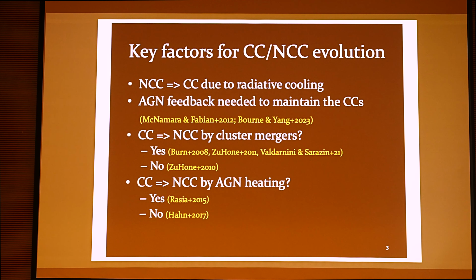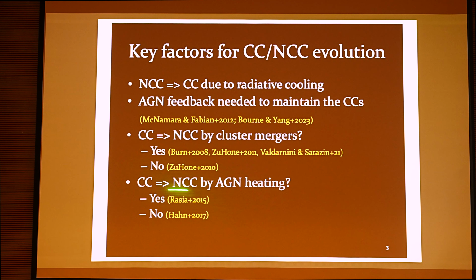However, in terms of how to transform cool cores to non-cool-core clusters, some simulations suggest that it can be done by cluster merger activity, but some suggest that merger activity can only delay the onset of cooling catastrophe. And in terms of AGN heating, it's also both yes and no in previous simulations. Note that some of the previous simulations do not have radiative cooling or do not have AGN feedback in their work. And even for cosmological simulations that self-consistently include merger, cooling, and AGN feedback, some of them don't agree with each other.